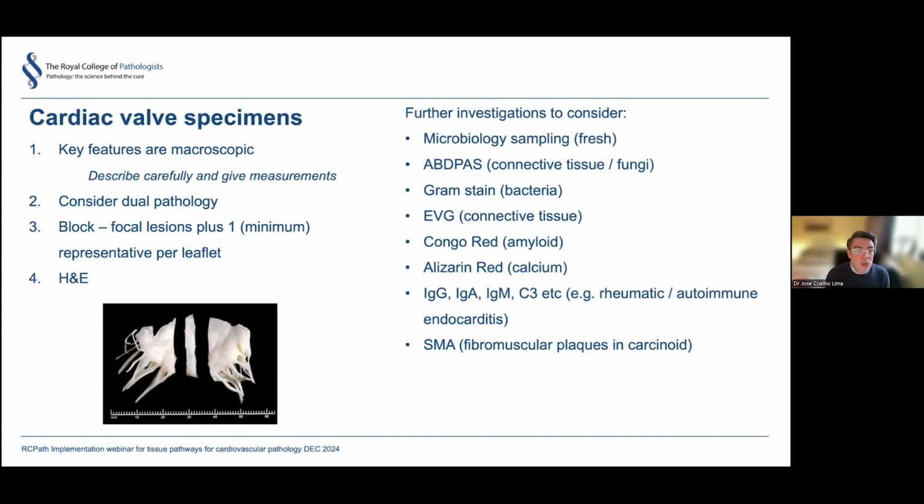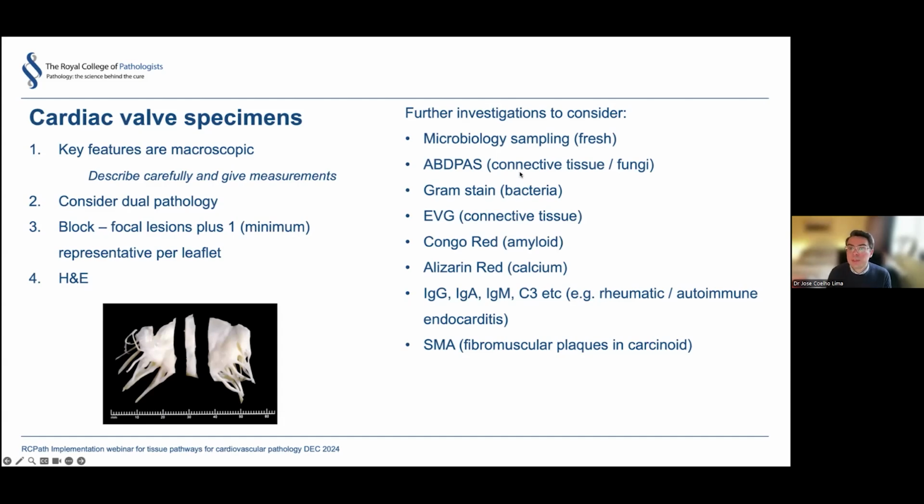In terms of blocking and sectioning, the recommendation is that a perpendicular section in relation to the line of closure should be taken, and that a minimum of one block per leaflet should be examined. Routine staining with H&E is recommended, and further special stains may be considered depending on the clinical presentation, the macroscopic findings, or light microscopy appearances.